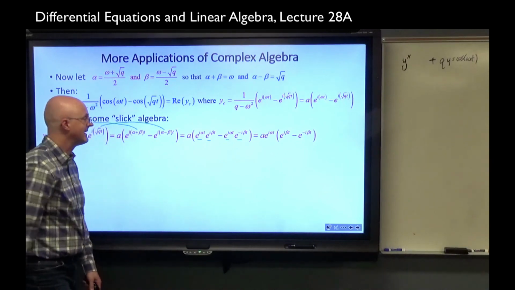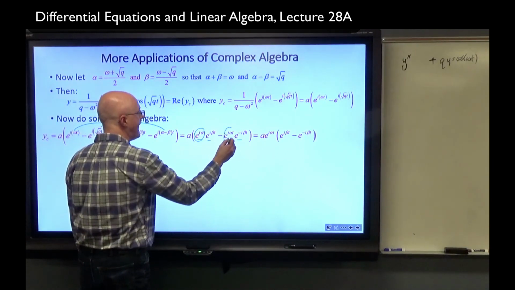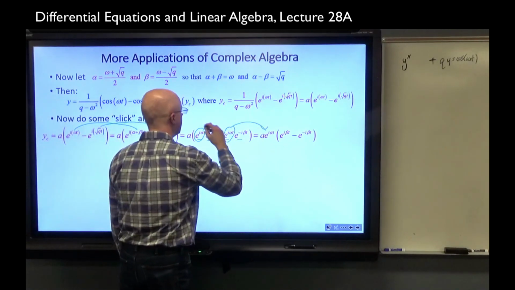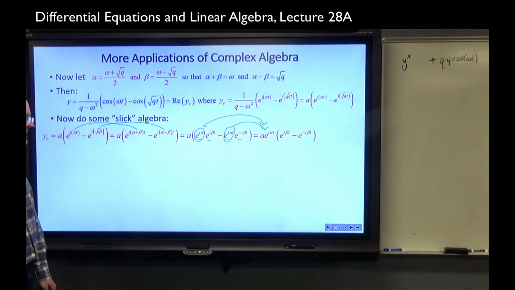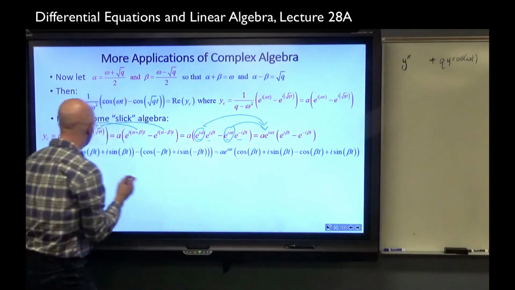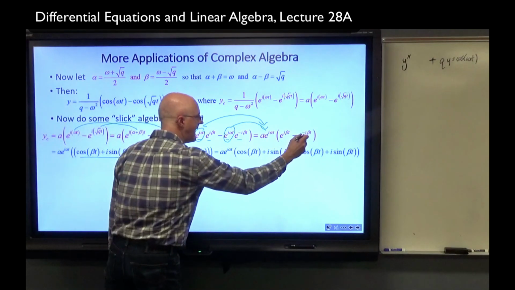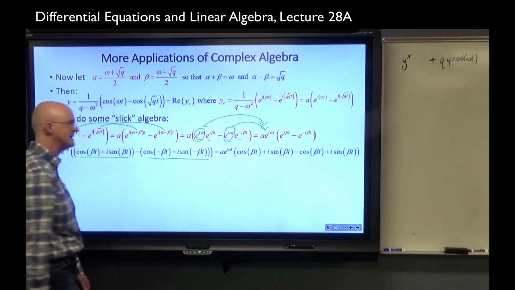Why did I do that? Because now this thing inside the parentheses has a common factor of e to the i alpha t in both spots that can be factored out. I'm left with that. Okay, keep going. It's not clear where this is going, but keep going. Use Euler's identity. Replace e to the i beta t with cos beta t plus i sine beta t. Replace e to the negative i beta t with cos negative beta t plus i sine negative beta t.